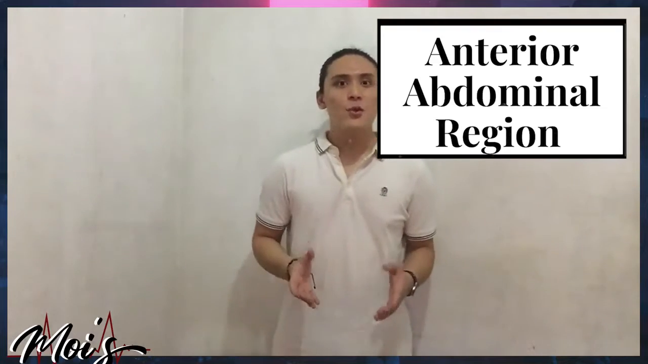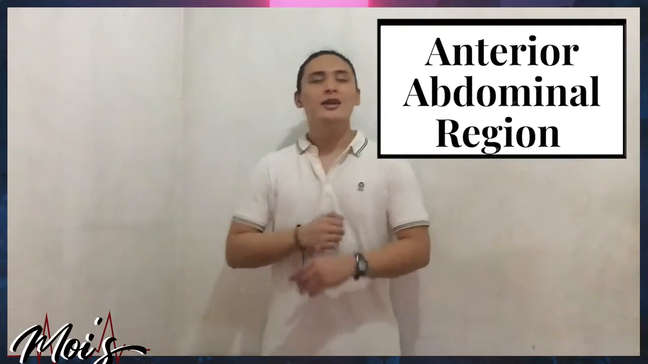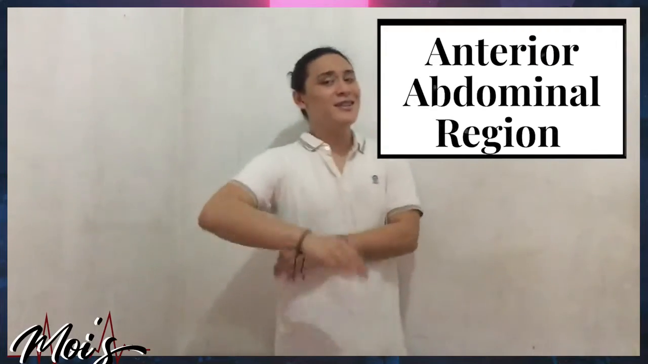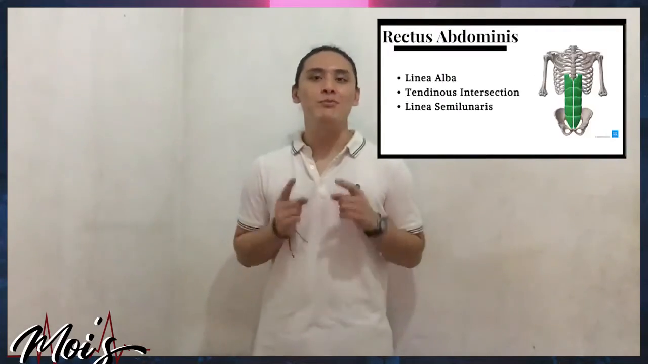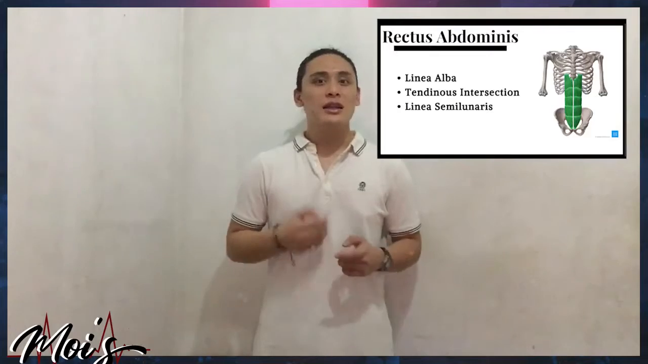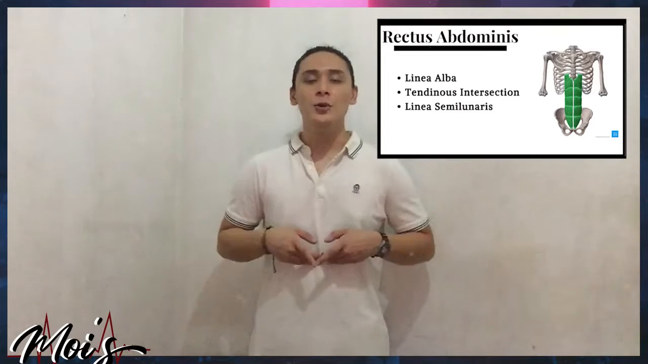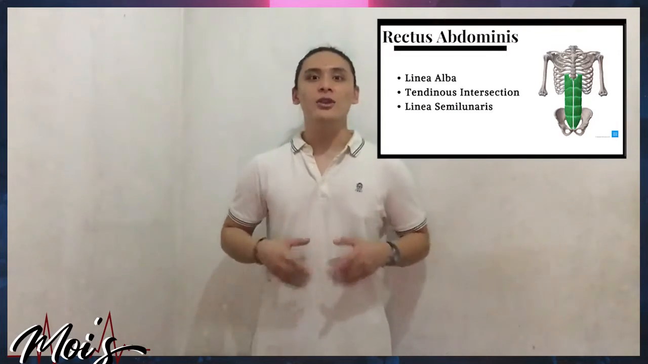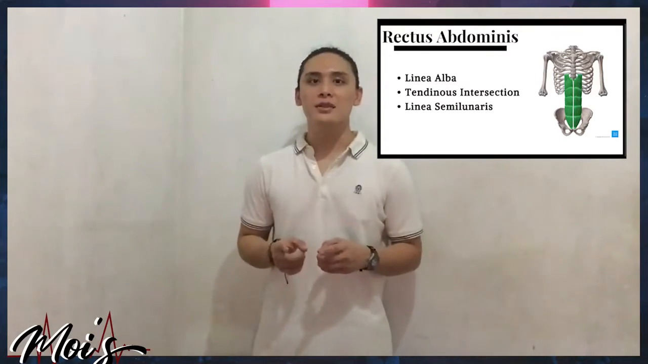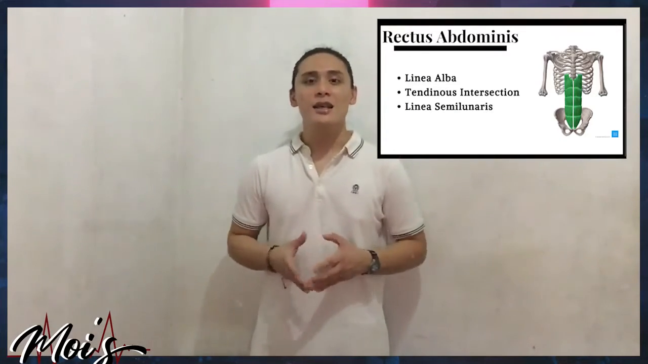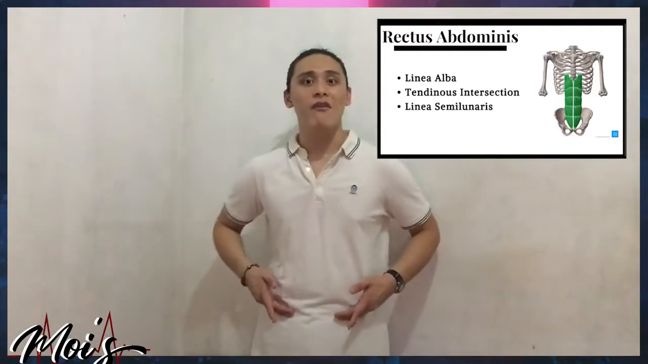To start off, the most famous muscle of the abdominal region is your tabs. Joke, of course, it's your abs or rectus abdominis, which has a linea alba that divides it into your left and right, and it also has tendinous intersections that divide it into different compartments. That's the reason why we have 6-pack abs. Your abs also has linea semilunaris that forms a curved ridge at the lateral margin of the abs.